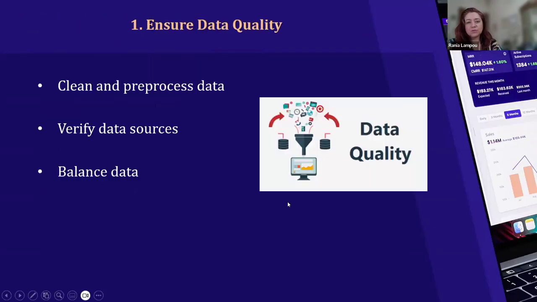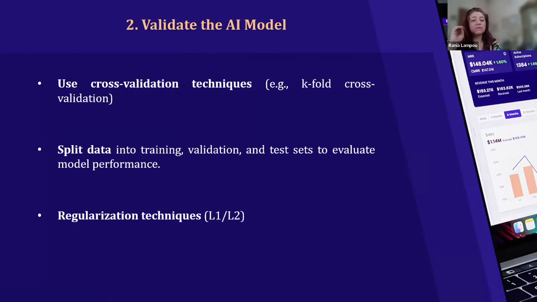And how we can ensure this: by ensuring the data quality, cleaning and pre-processing data, removing outliers, handling missing values and normalizing features, always verifying the data source, using credible, consistent, and representative data sets, balancing data, and avoiding biases that can distort AI outcomes. Then you should validate the AI model by using cross-validation techniques. This prevents overfitting and ensures generalizability. Then split data into training, validation, and test sets to evaluate model performance. This helps reduce model complexity and overfitting.